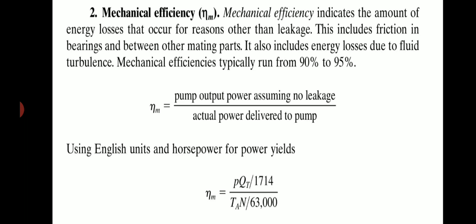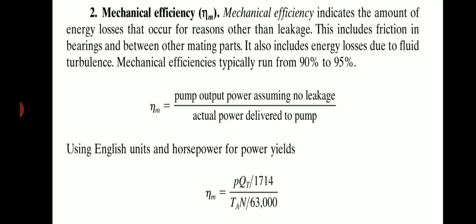Mechanical efficiency. Mechanical efficiency indicates the amount of energy losses that occur for reasons other than leakage. This includes friction in bearings and between other mating parts. It also includes energy losses due to fluid turbulence. Mechanical efficiencies typically run from 90% to 95%. Mechanical efficiency is the ratio of pump output power assuming no leakage to actual power delivered to the pump.